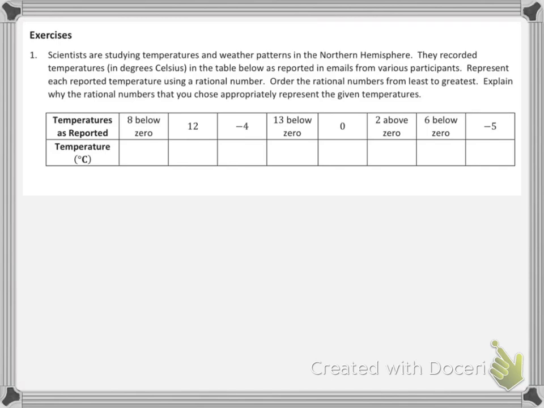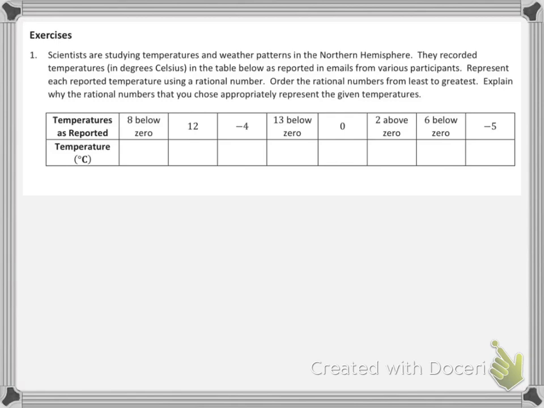Okay, Exercise 1. Scientists are studying temperatures and weather patterns in the Northern Hemisphere. They recorded temperatures in degrees Celsius in the table below as reported in emails from various participants. Represent each reported temperature using a rational number. Order the rational numbers from least to greatest and explain why the rational numbers that you chose appropriately represent the given temperatures.